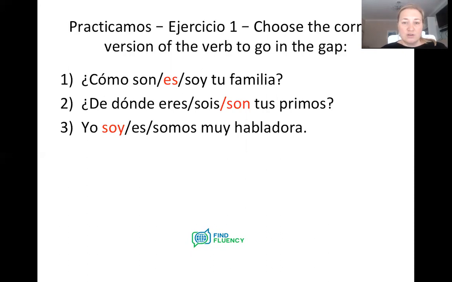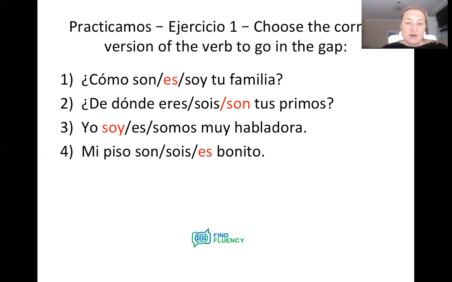Number 3, yo soy muy habladora. That was quite an easy one, actually. You just need to look at your verb that's written down. Yo soy, and that's you. Yo soy muy habladora. I am very chatty. Number 4, mi piso, so my apartment. Son, sois, or es bonito. Our correct answer is es. My apartment is nice.